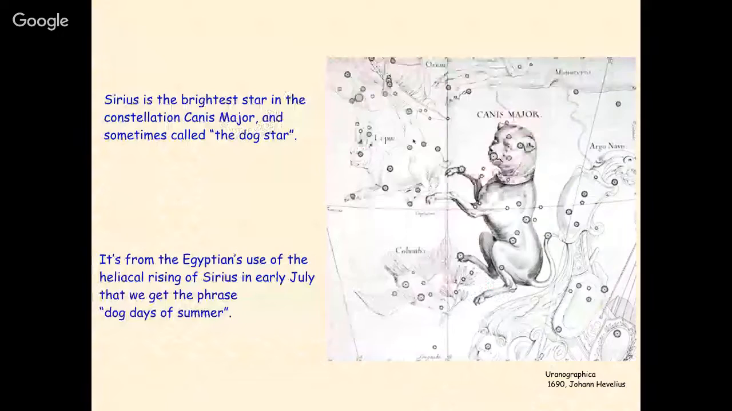Here's a rendition of Sirius from Uranographia by Johann Bayer. It is the brightest star in the constellation Canis Major, and it is sometimes known as the dog star because Canis is the dog there. It's from the Egyptians' use of the heliacal rising of Sirius in early July that we get the English phrase, the dog days of summer. That phrase is actually quite old, and it's still with us, the dog days of summer and the rising of Sirius.